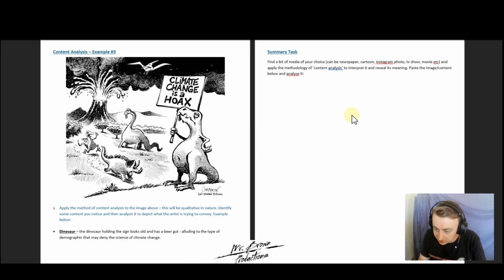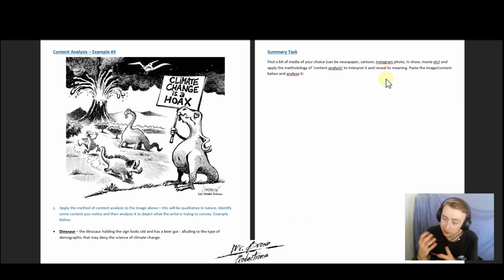The summary task I want you to do for this lesson is I want you to find a bit of media of your choice. It can be a newspaper, another political cartoon, an Instagram photo or screenshot, a TV show, a movie, whatever it is. You choose the piece of content, and I want you to apply the method of content analysis to it, to interpret it and try and reveal its meaning.